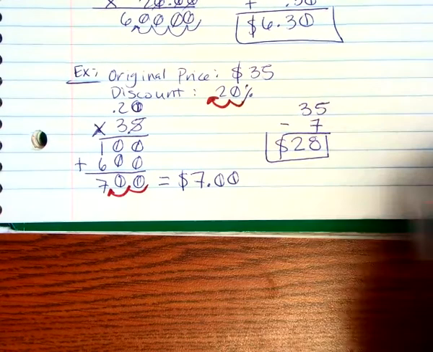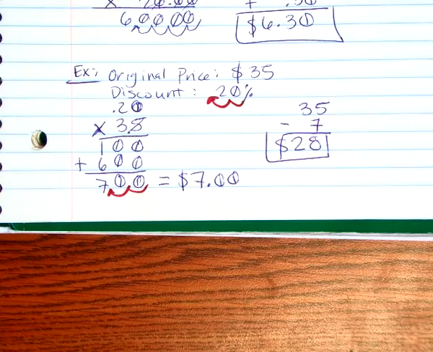So I get to subtract 35 minus 7, leaves me with $28. So if you walked into a store and you saw something $35 and it was 20% off, you can expect to be charged $28. You save $7 on that. Then you'll have to do tax, but that's what we'll get to next time.